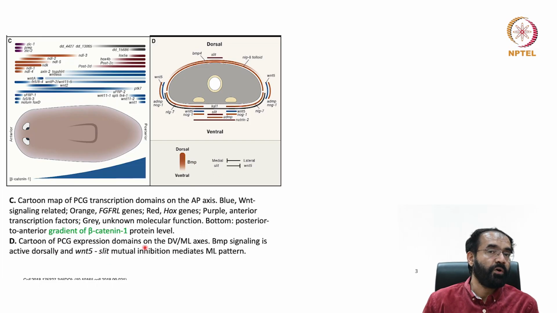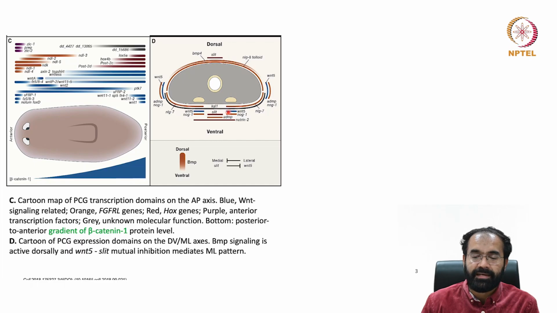PCG stands for position control gene. Okay, domains on the DV-ML axis. DV means dorsoventral axis. ML means mediolateral axis. As you can see here in this picture, you can see the expression on the mediolateral axis, something very interesting.